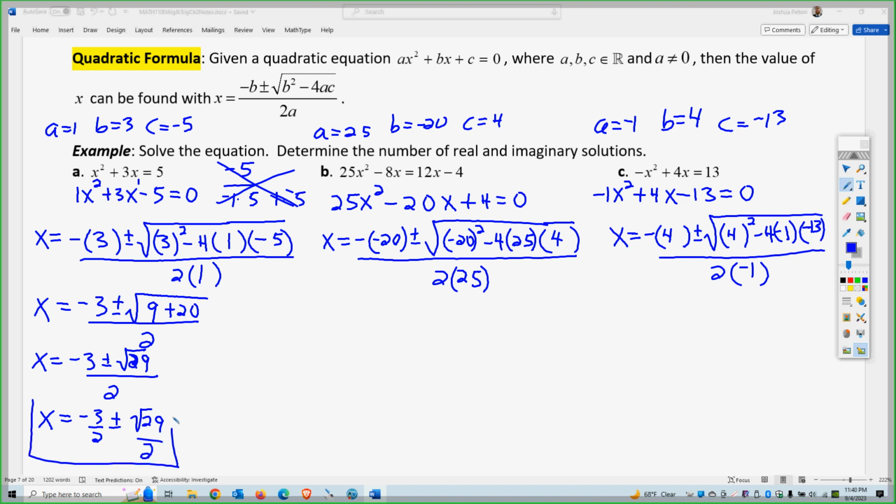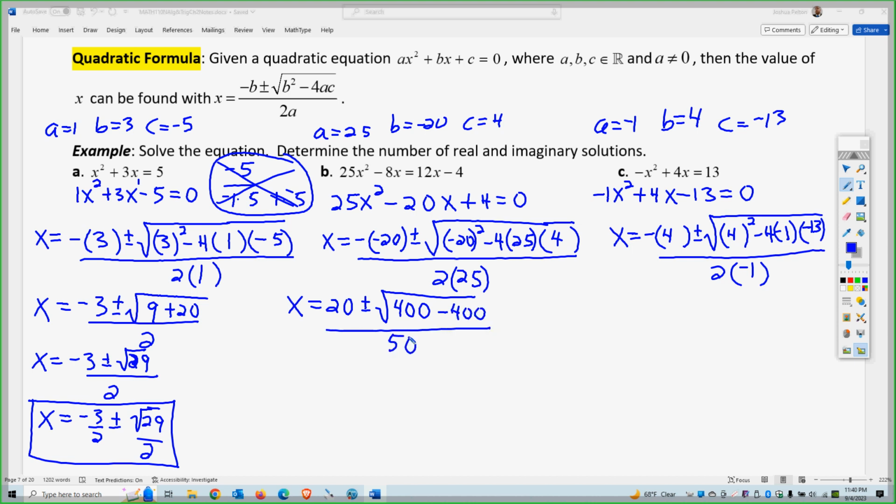Okay, so that gives me a plus answer and a minus answer, which is two irrational answers, which makes sense because when we tried to do this factoring, we didn't get any whole number factors that work, which means the answer must be imaginary or irrational. Let's try the next one. So x is equal to 20 plus or minus the square root of 400, because we're squaring a negative, and that'll be another minus 400, over 50. So x is equal to 20 plus or minus 0 over 50. So essentially x equals 2/5, as the 20 over 50 simplifies and the 0 is really irrelevant.